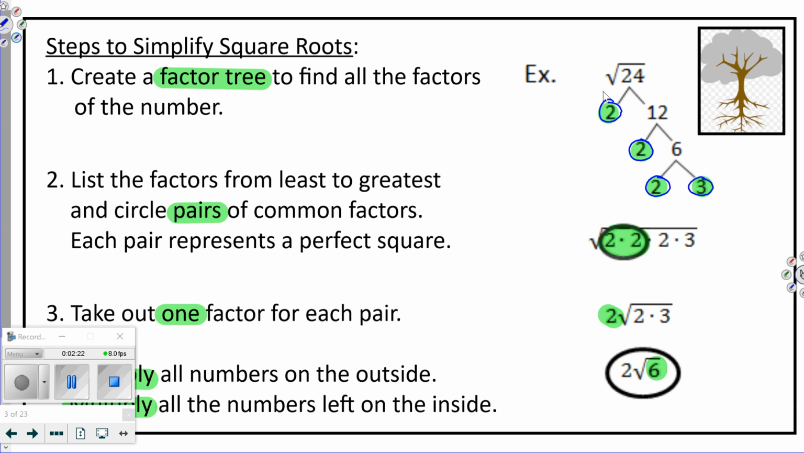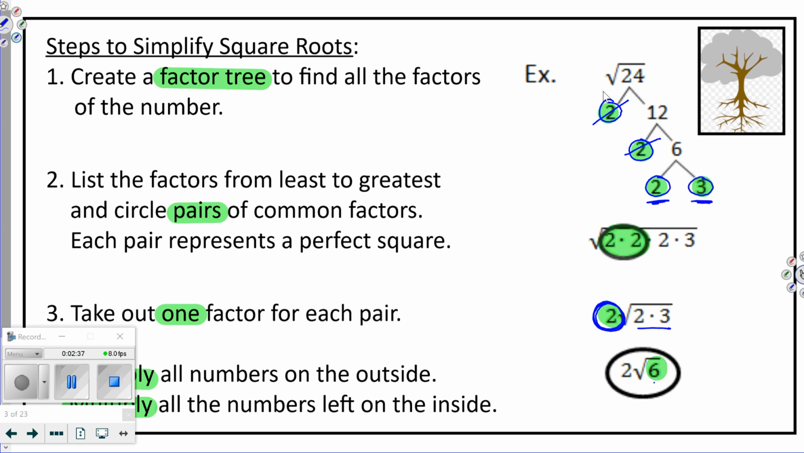Okay, I have a pair of 2's, so these two 2's come outside as a single 2. That's one you've seen here. And then the leftovers, the 2 and 3, are inside, multiplying to give you the 6.